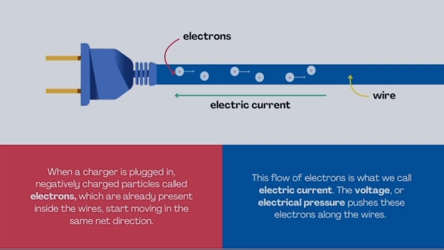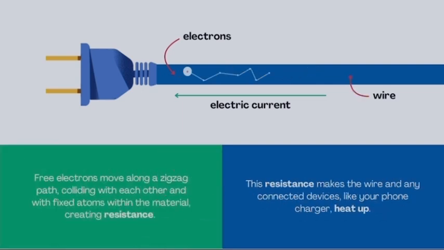The voltage, or electrical pressure, pushes these electrons along the wires. Free electrons move along a zigzag path, colliding with each other and with fixed atoms within the material, creating resistance. This resistance makes the wire and any connected devices, like your phone charger, heat up.